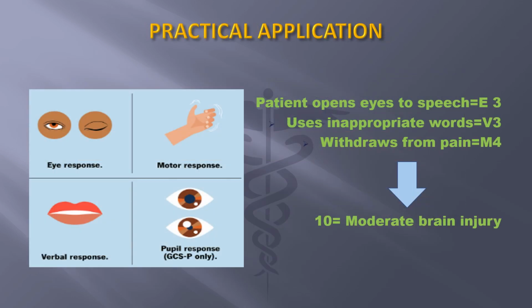Now let's go to some practical application. Patient opens up eyes to speech. For example, you see E3, uses inappropriate words. You will rate it as V3. Withdraws from pain, it will be M4. And the last but not the least, your total score will be 10. So it indicates moderate brain injury.